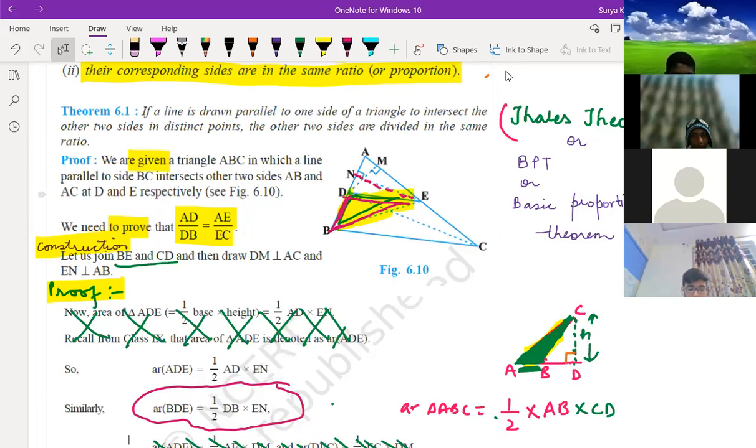EN, why is EN the height here? We are finding the area of triangle BDE. So EN is not a part of the triangle, but then also we are considering it as height. Why is it so? Do you know that? No, sir.